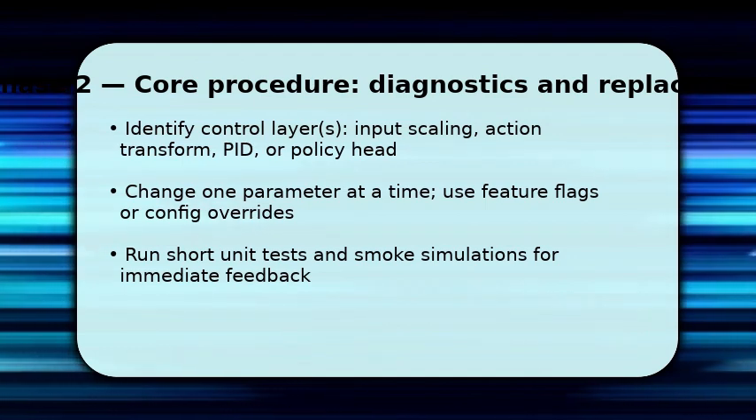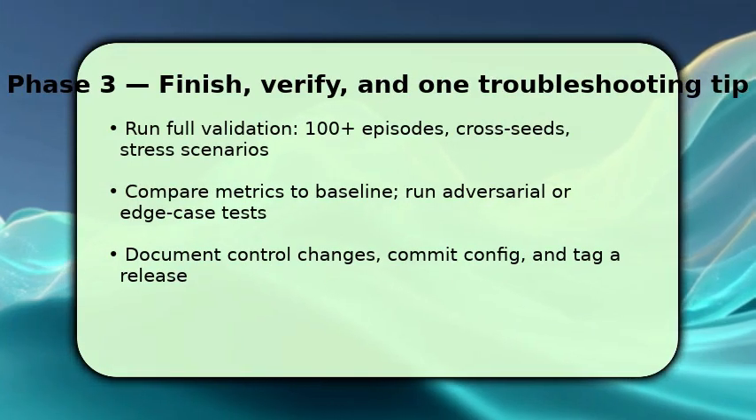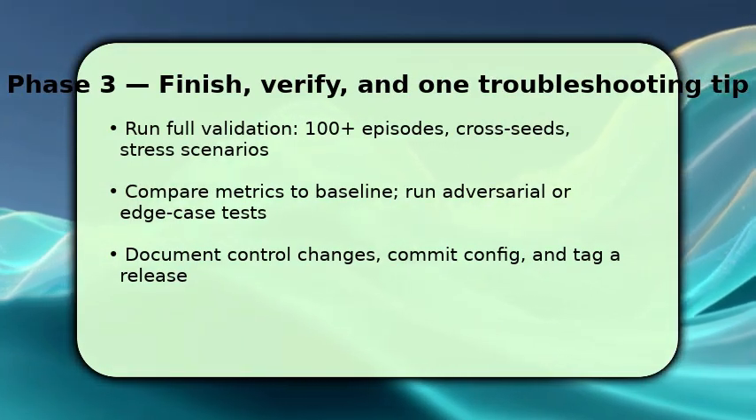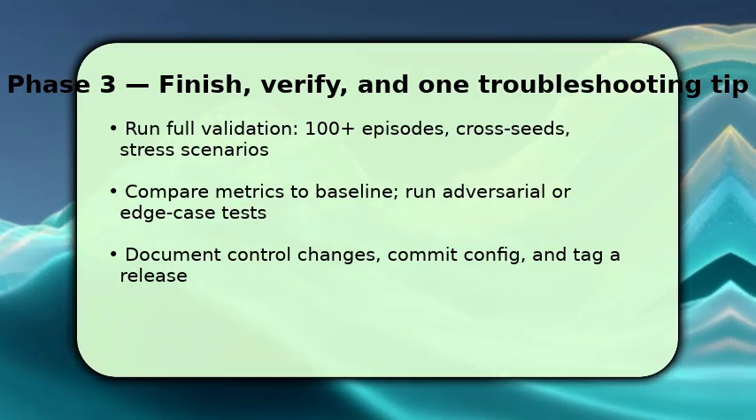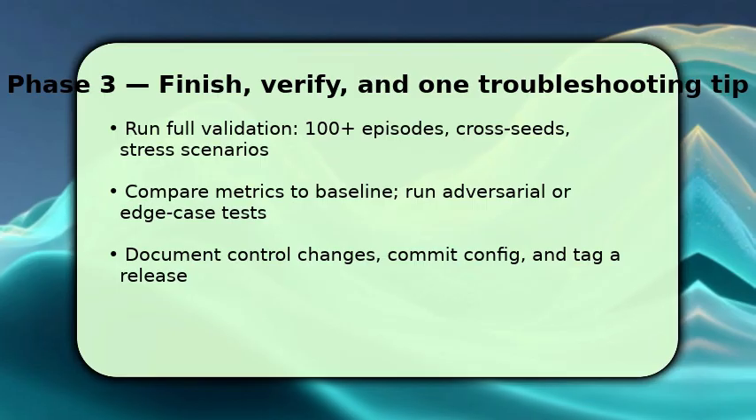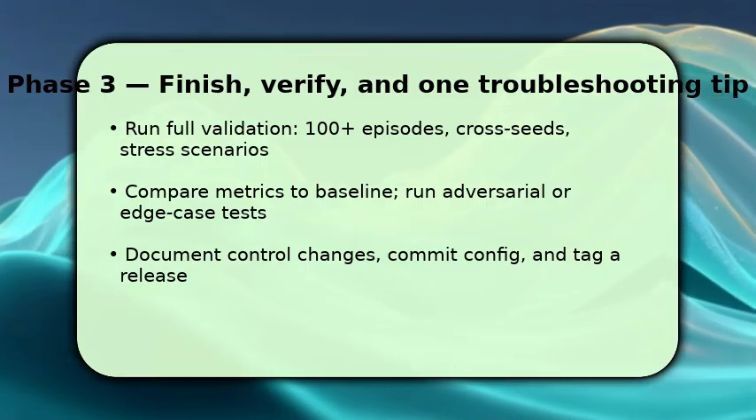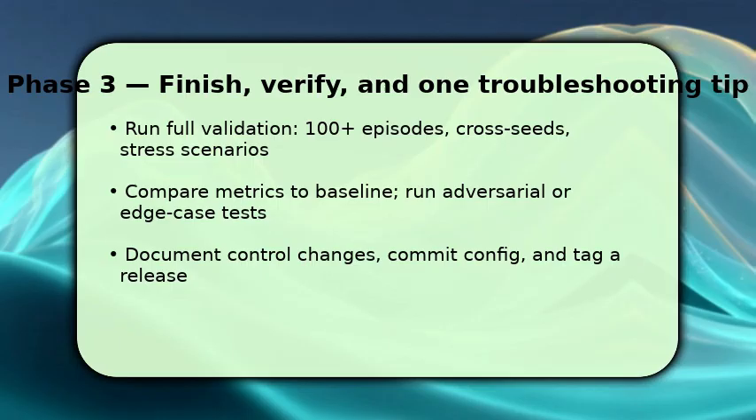You finish by merging validated changes into the main branch and running comprehensive tests across seeds and edge cases. Verify metrics improved or stayed within tolerance. Once stable, freeze configs, tag the model release, and deploy to a staging environment for integration checks.